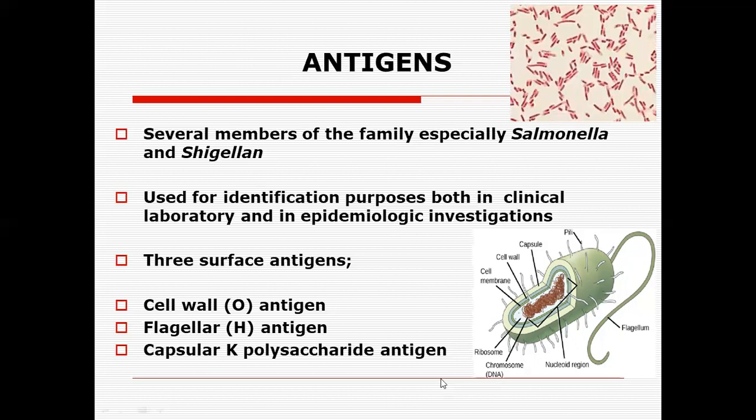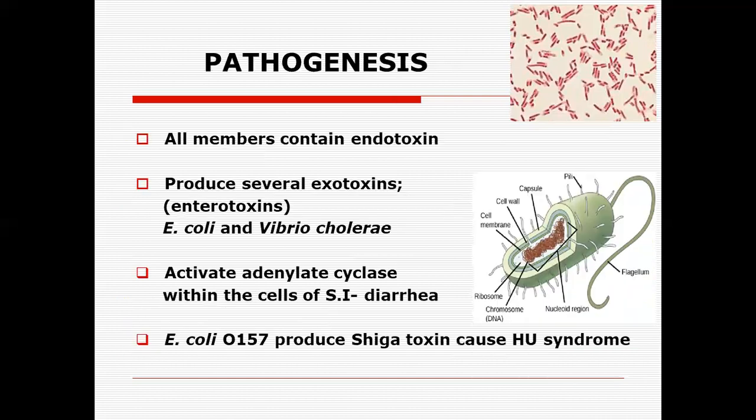We have the capsular antigen, which is the polysaccharide antigen, and not all species of the family Enterobacteriaceae genera have the capsular antigen. Only those species like Klebsiella pneumoniae have an excellent capsule. So the members of the family which have capsules have the capsular antigen. Those which have flagella have the flagellar antigen, and all of them have the cell wall antigen, what we call the somatic antigen or O antigen.